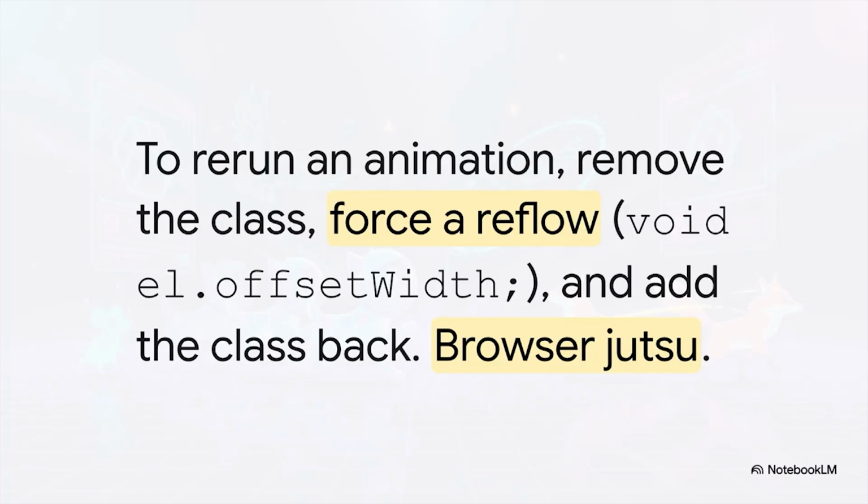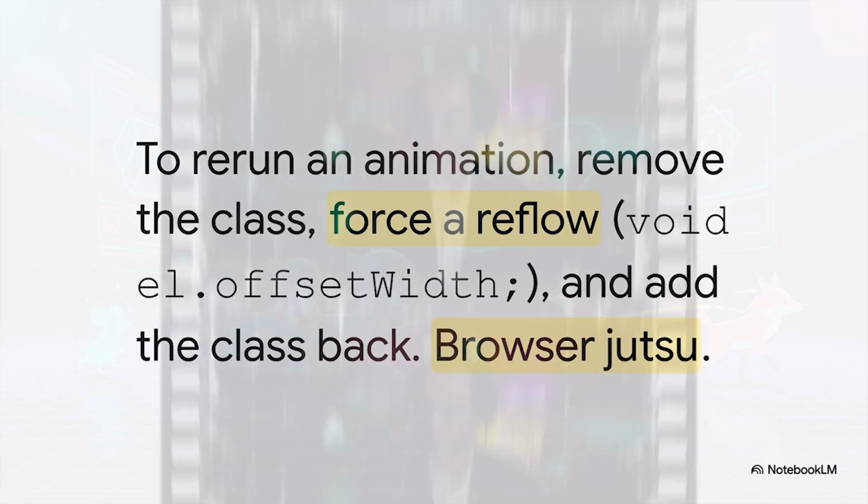With a little bit of what I like to call browser jutsu. It's a clever trick. You have to remove the class, then immediately force the browser to recalculate something about the element, like asking for its offsetWidth. This makes the browser repaint or reflow the element. Then you add the class back on. That quick little sequence tricks the browser into thinking it's a brand new animation, and it'll play again perfectly from the beginning.